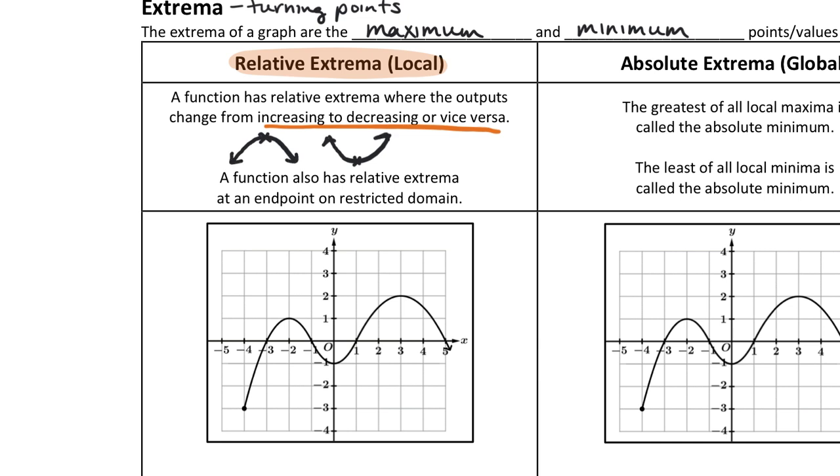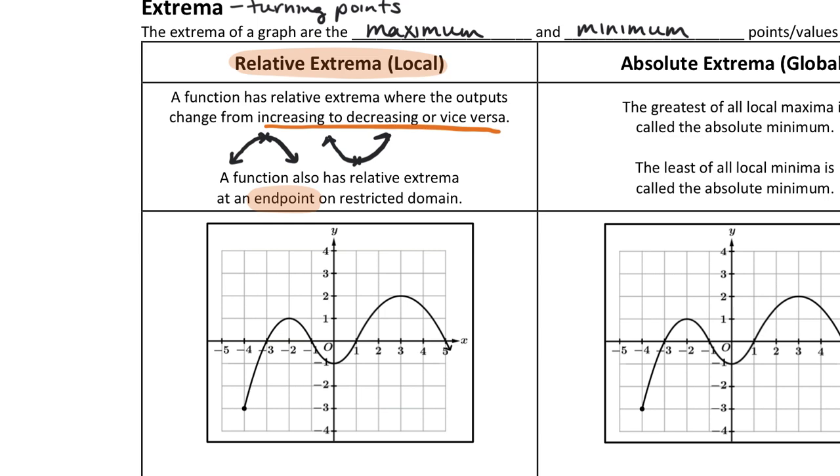This is important because this may be just slightly different from maybe what you would naturally think. This part right here, it says a function also has relative extrema at an endpoint. Oops, that's not a highlighter. At an endpoint on a restricted domain. So if you have arrows on the side of your graph, this totally does not matter. But if you have a restricted domain, meaning it cuts off on purpose, those endpoints are relative extrema.